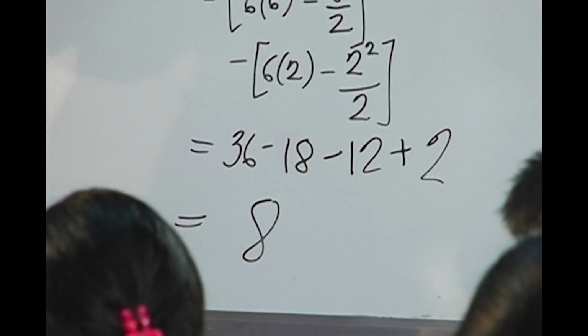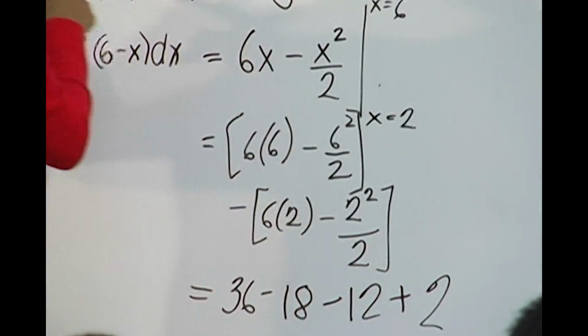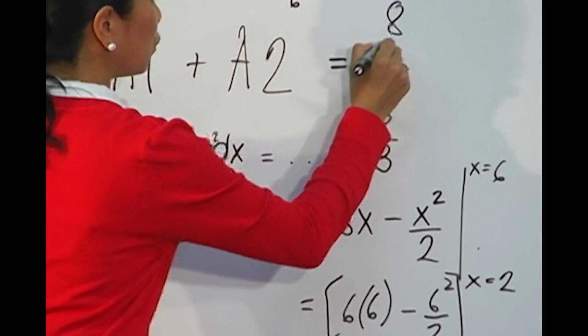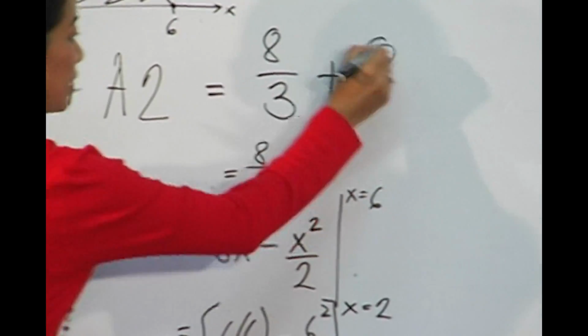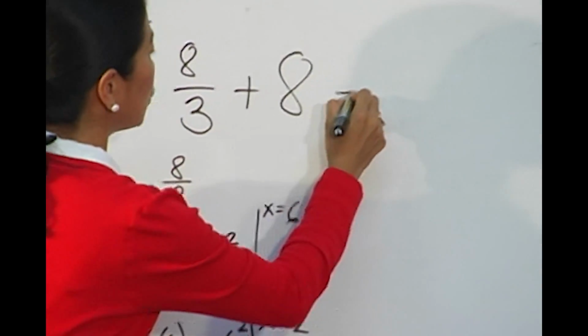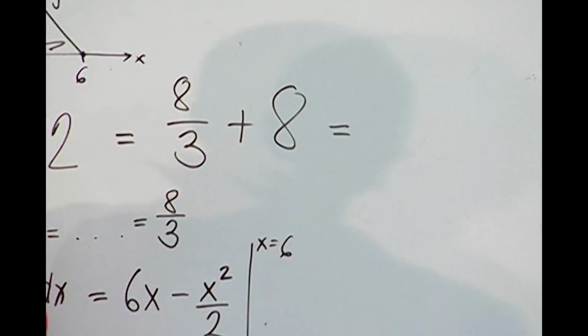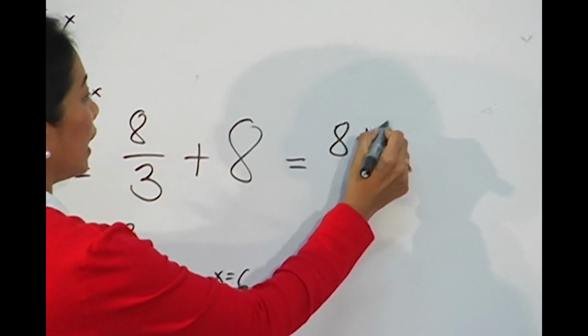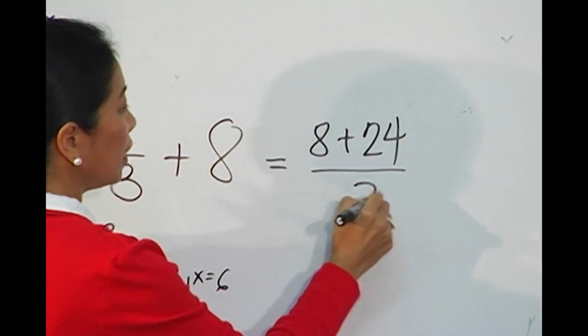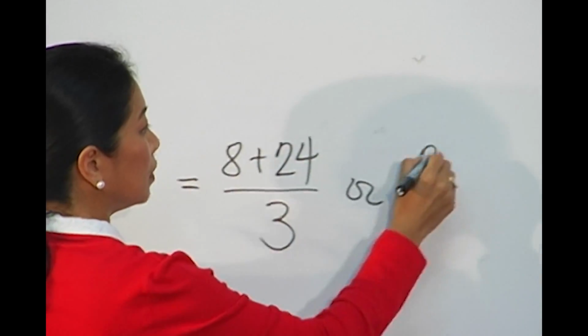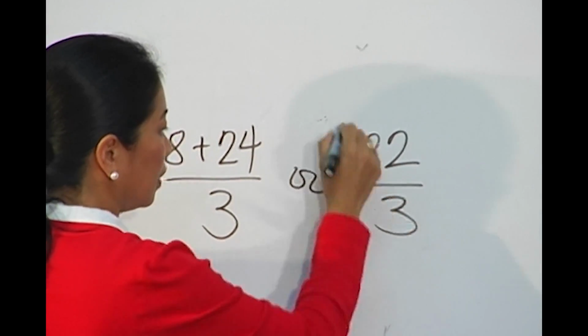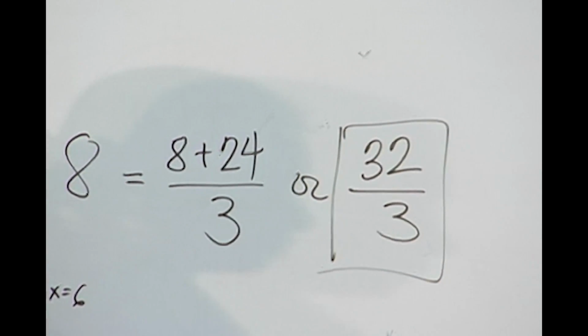Careful, that is the second area. Okay, that's the second area. Over here, don't forget we want to add 8 over 3 plus 8. Okay? Don't get caught in that trap. We're not yet done. 8 over 3 plus 8 gives us 32 over 3. Okay, 8 plus 24 over 3. Okay, that's the total area.